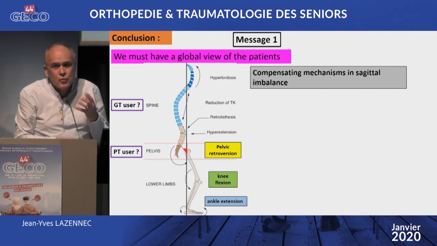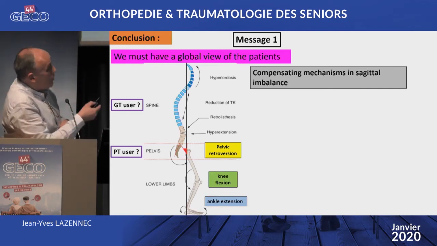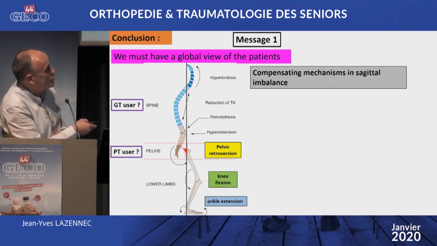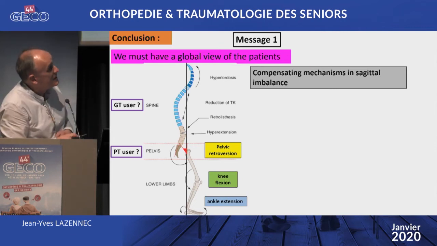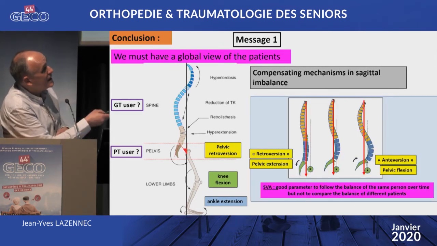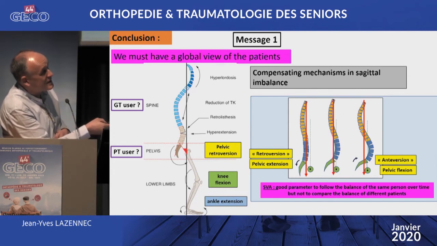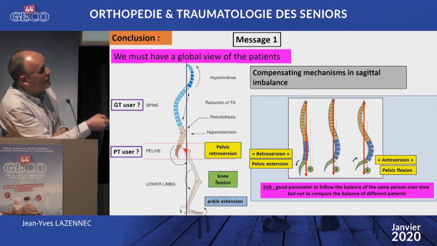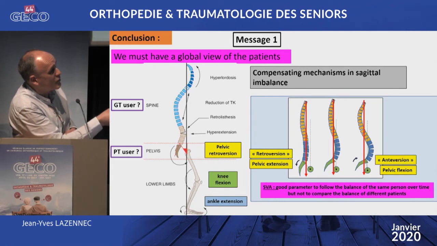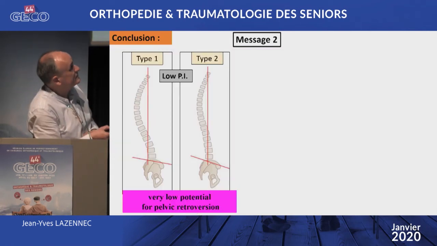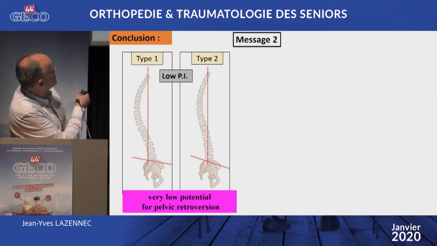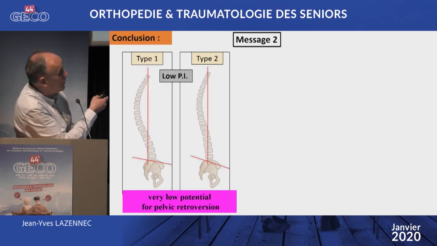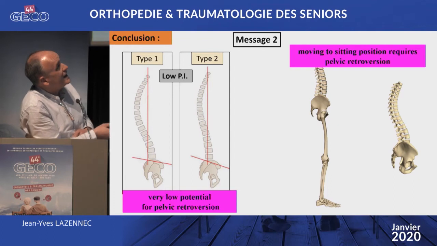So what are the key take-home messages? So we have to completely change our paradigm for aging patients. We do understand pelvic retroversion, knee flexion, and the ankle extension, even though it's not thoroughly studied. When we have patients who are involving some potential risk, we have to know what is their gravity line and whether their pelvis is in extension or whether the sacrum is in a vertical or almost horizontal position. And also beware of low pelvic incidence, because there is little potential for pelvic retroversion.